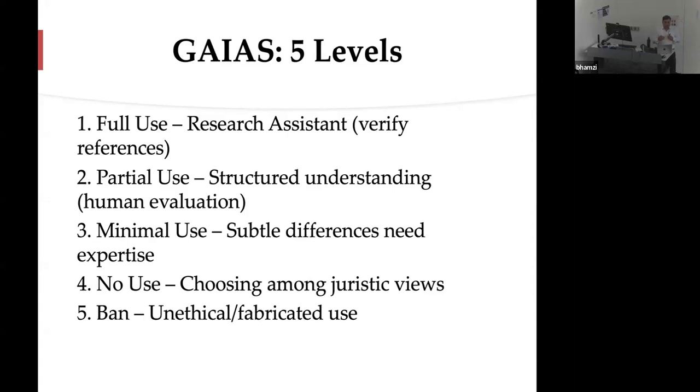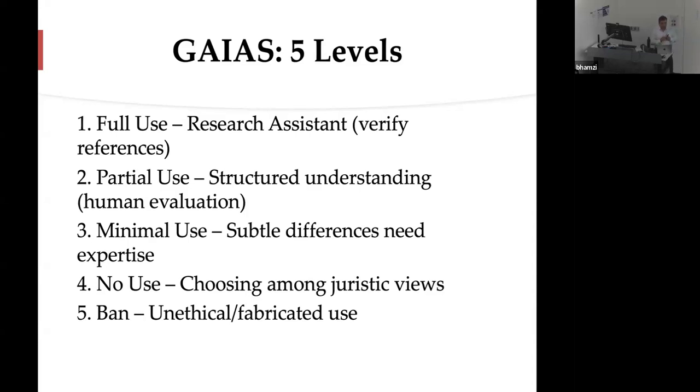The second level is where you can partially use it in order to understand different issues. The third level is where you can make minimal use. Here, ChatGPT would not help us distinguish opinions between different schools. Sometimes jurists have to make preferences. We have 4 Sunni schools, and then within one school, we have differences of opinion amongst different scholars. ChatGPT will not help us to choose which one is the preferred view.